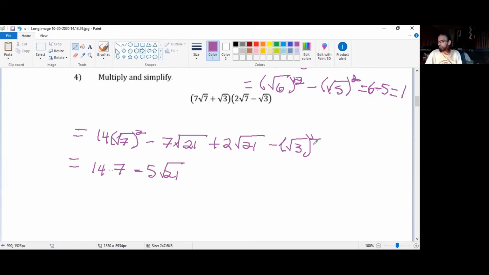The square root of 3 and the squaring cancel, so we've got minus 3 there. 14 times 7 is 98, and I'm going to subtract the 3. So in the end, we wind up with 95 minus 5 square root of 21. You can't simplify the square root of 21 any further, and we cannot subtract 95 minus 5 because the 95 does not have a square root of 21 with it.